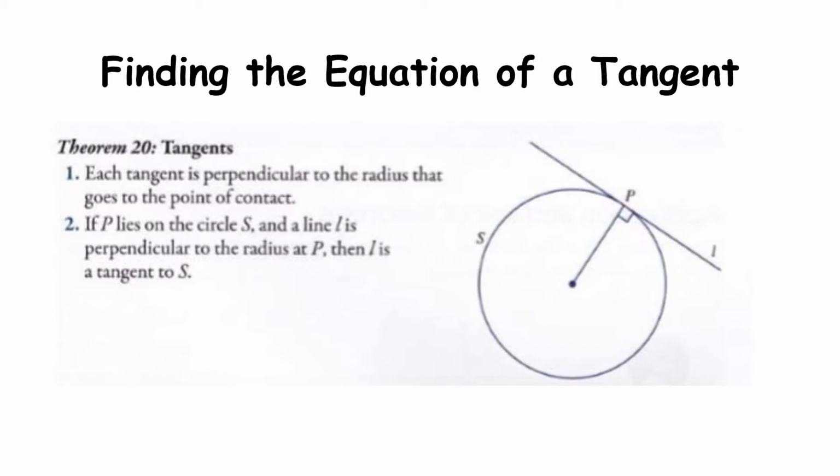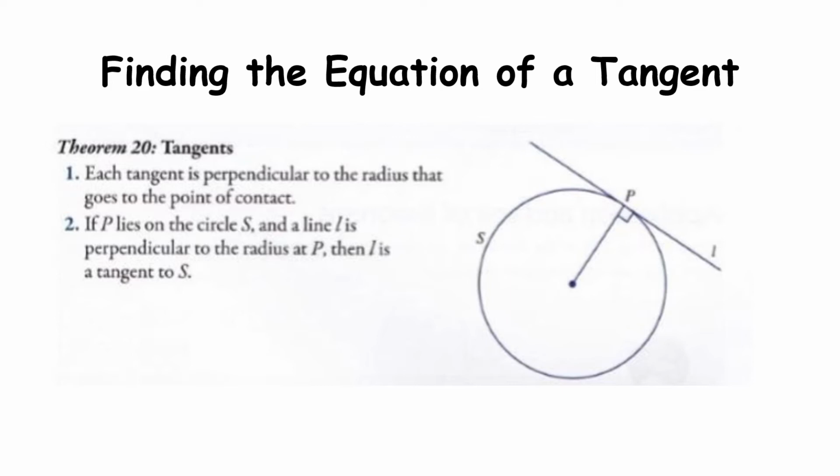So I'm going to go back to this theorem which we've spoken about a few times, and that is that the tangent is perpendicular to the radius at that given point. And that's going to be hugely important for us to find the equation of the tangent. We should know now if two lines are perpendicular that their slopes are opposite reciprocals. What that means is you take the slope, you flip it, and you change the sign.